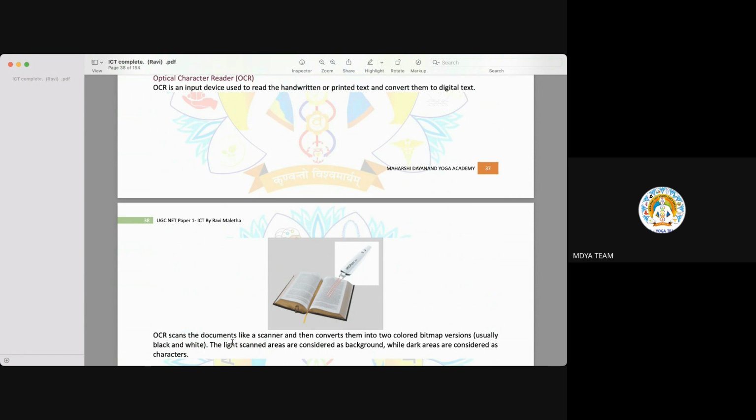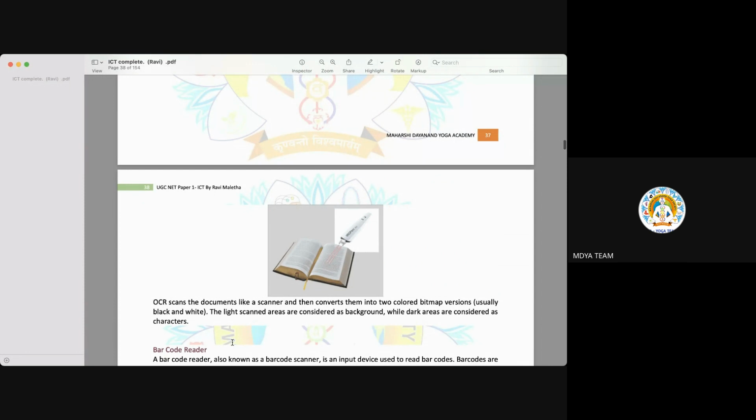So this scans the document like a scanner, one by one, and then converts it into a two-colored bitmap version, using black and white. Where the light signal is present, that means it is a white portion, and if it is not present, then it is a black portion. Accordingly, they scan all the pages, and the light scanned areas are considered as background and dark areas are considered as characters.